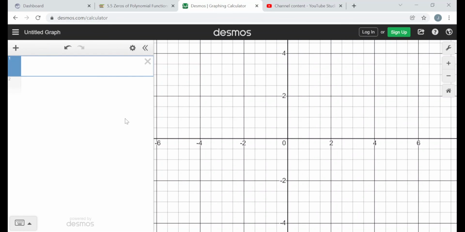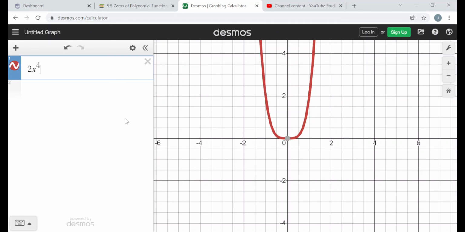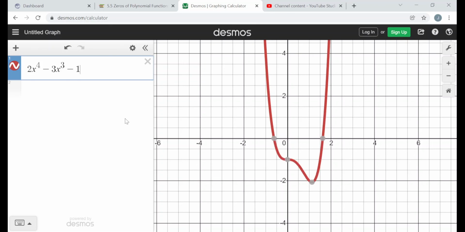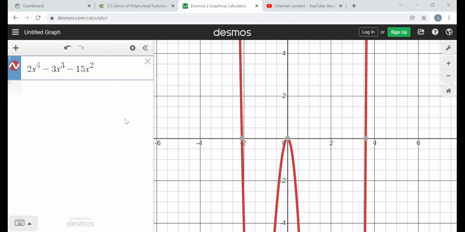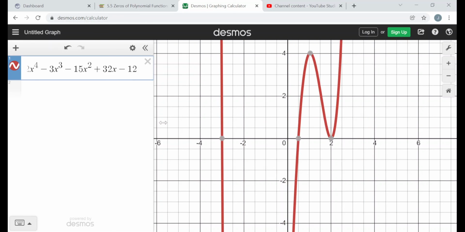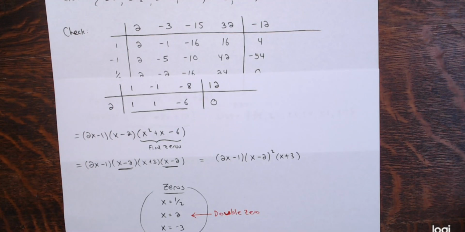I got a nice degree 4 here. We have y equals 2x to the 4th minus 3x cubed minus 15x squared plus 32x minus 12. And look at that, at x equals negative 3 it crosses over, with a multiplicity of 1. x equals 1/2, positive 1/2, that was another one, crosses over. And then x equals 2, you see it touches the x-axis, then bounces off. It has a multiplicity of 2, an even multiplicity. So it has everything I expected it to have, and everything we wrote down here.